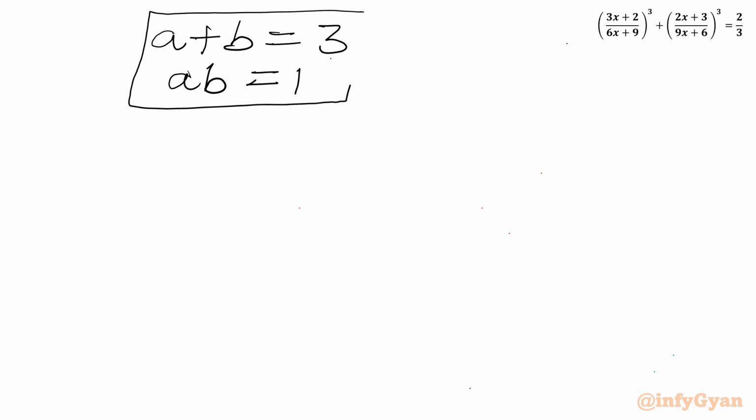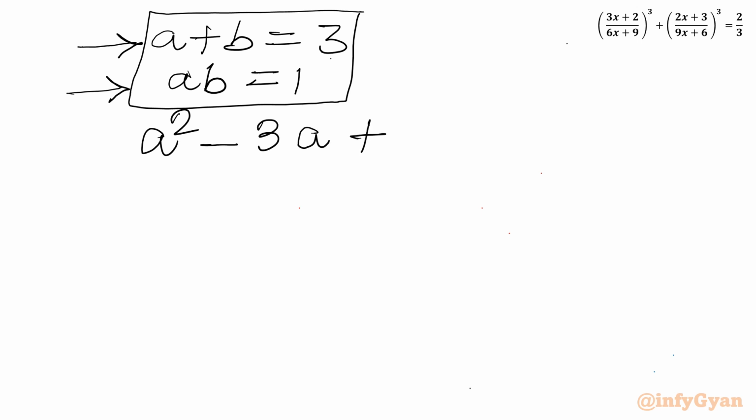Now I will write only two equations. a plus b equal to 3 and ab equal to 1. Now we can think about one quadratic equation whose roots are a and b. Then this is the sum of roots, this is the product of roots. So we can write the equation in a itself: a square minus the sum of roots, which is 3 here, times a, plus the product of roots, which is 1, equal to 0.